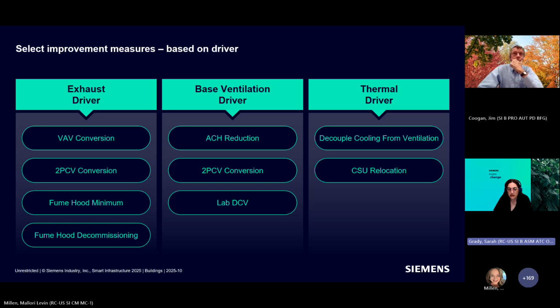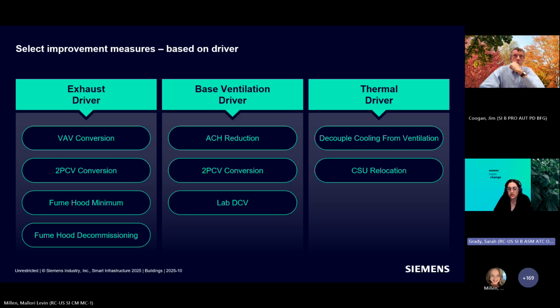We have base ventilation drivers, which are already operating around the air change rates that have been specified. So any improvement measures there need to focus on how we can safely lower those air change rates. And then finally, we have thermal drivers. So these are ones that have a very high cooling load, either due to large windows or maybe a large concentration of equipment like refrigerators or freezers that are adding to the heat load.